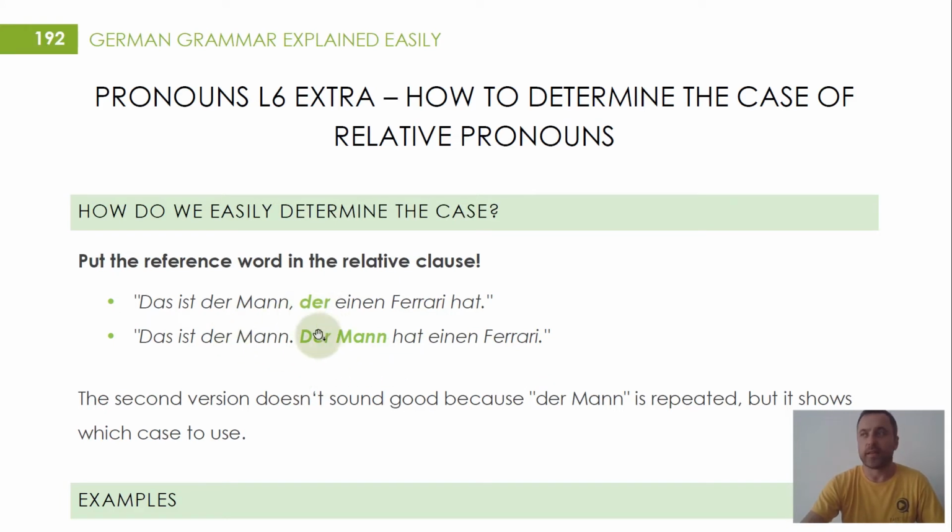You can probably guess why we're doing all this. It's like the same with all the pronouns. We want to avoid repetition. But if you want to figure out the case and you're struggling to figure it out from that version, simply put it back in here. Der Mann hat einen Ferrari. Now, it should be very obvious that this is the subject, so it's nominative. That's why this one has to be nominative too, because we're replacing this, der Mann, with the relative pronoun.